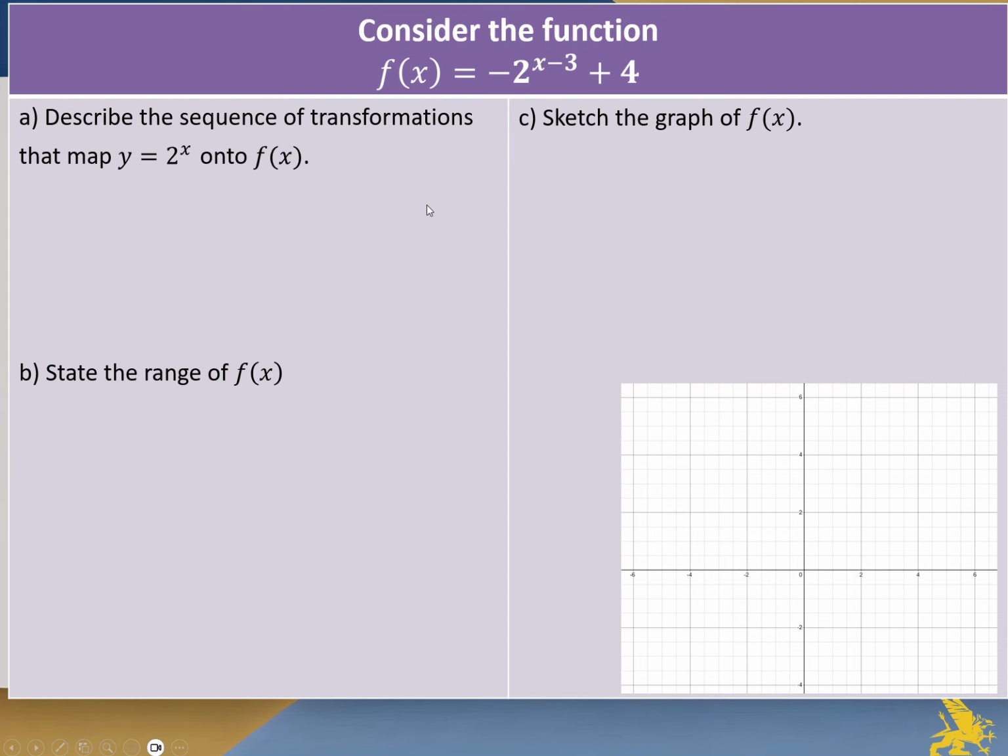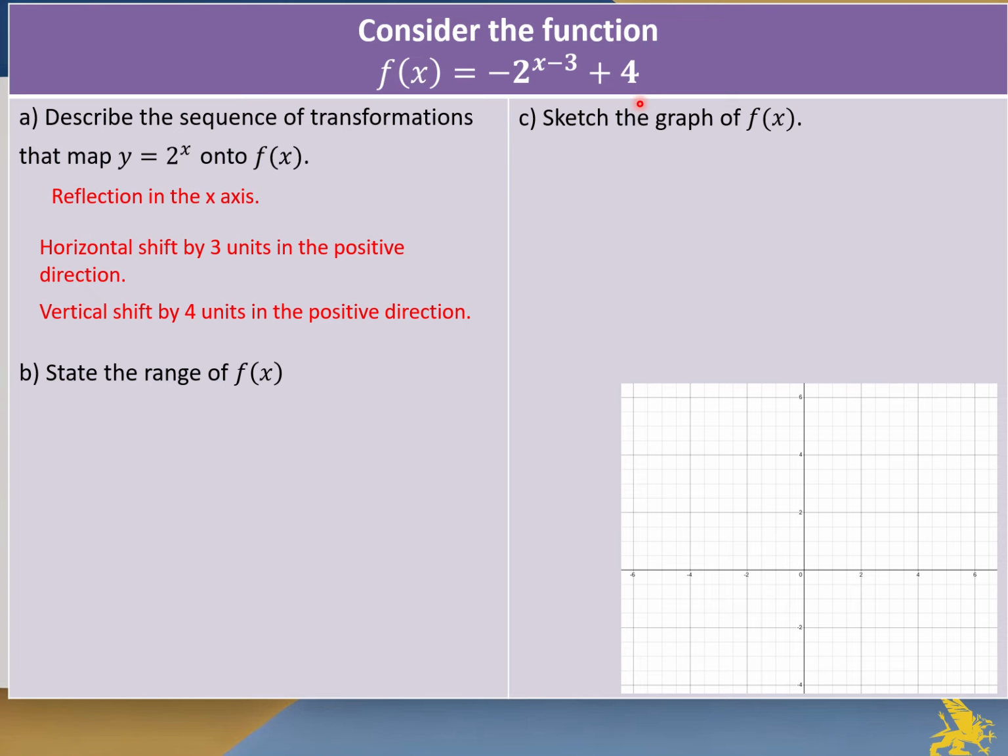If we're thinking about Dr. T, dilation, we've got no dilation happening here. Then I go on to reflection, and I can see I've got that negative 2 there, so that means I have a reflection in the x-axis. Then I look at the translations. We've got horizontal, which is affecting it up here, so that's a shift by 3 units in the positive direction. And then we've got our vertical, which is on the outside here, the plus 4. So again, we've got a vertical shift by 4 units in the positive direction.